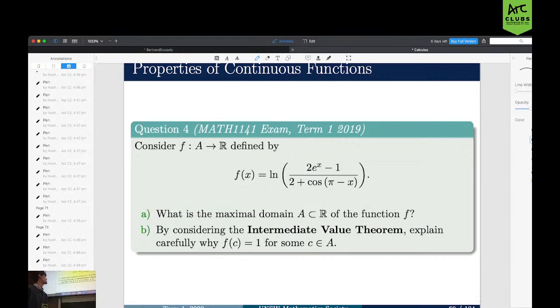So this is from a past Math 1141 exam. It says, consider a function f from its domain to the real numbers defined by this rule here. The first part is, what is the maximal domain of the function f, right? And then after that, we have to use the intermediate value theorem.